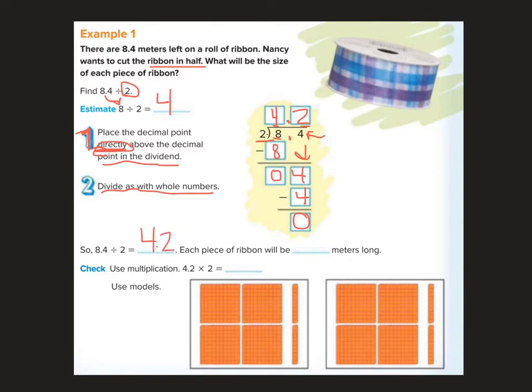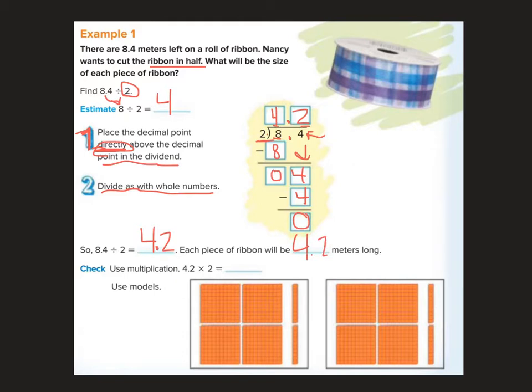Notice every time I put my decimal point in there, I say the word and. That's how we should be speaking about decimal points. We shouldn't be saying 4.2. This is 4 and 2/10. Each piece of ribbon will be 4 2/10 meters long.